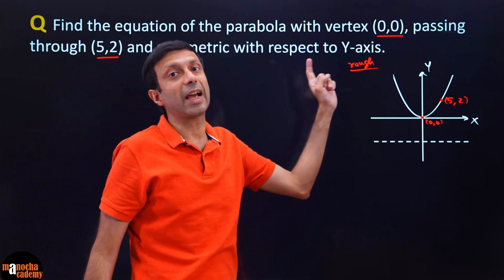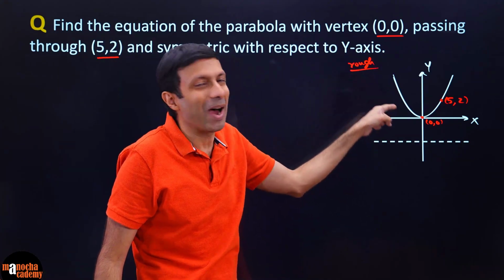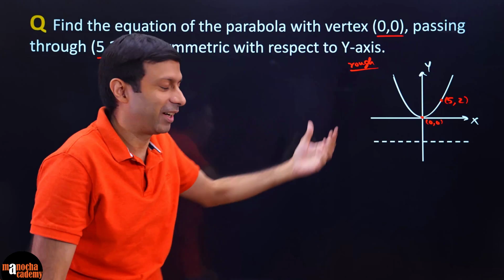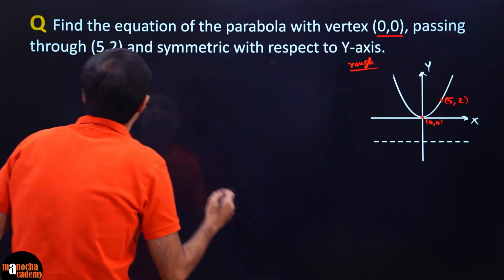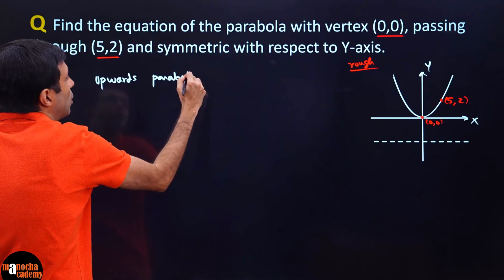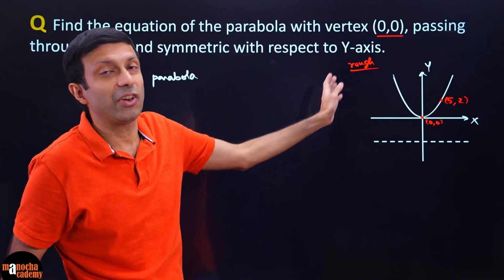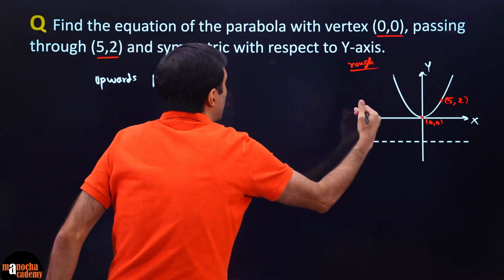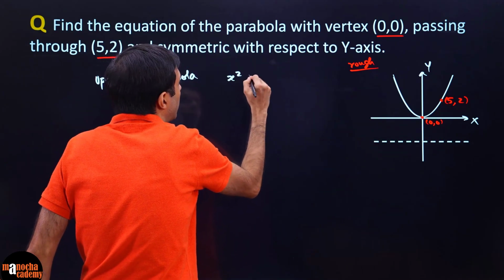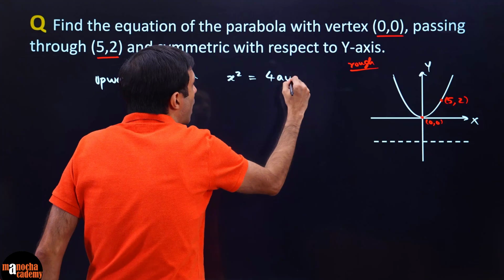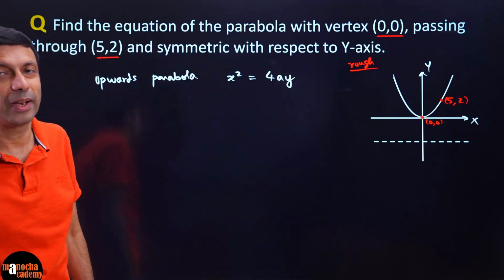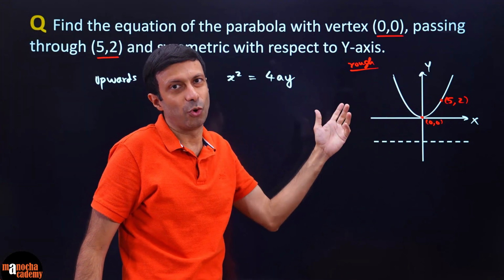So first of all, what type of parabola is this? This is that smiling parabola, or looking upwards, right? So we can say this is an upwards parabola. Now since you have an upwards parabola, what is the standard form for it? It's symmetric about the y-axis. It has two x values, right? So it will be x square equal to 4ay. Not y square equal to 4ax, x square equal to 4ay.